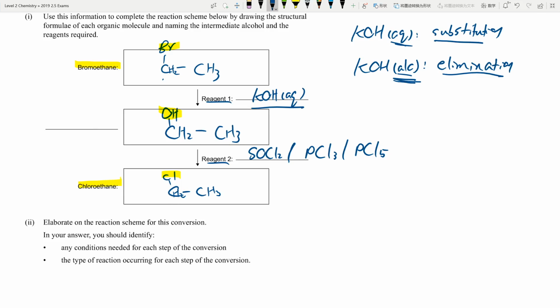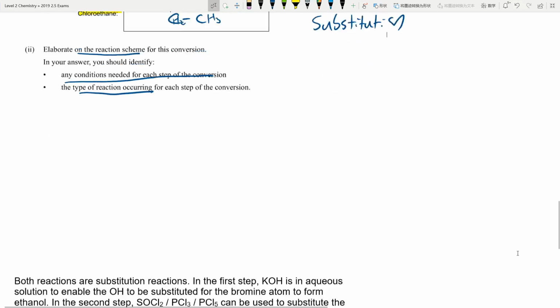Okay, now let's elaborate on the reaction scheme. For the reaction, you should identify any conditions needed for each step of the conversion and the type of reaction occurring for each step of the conversion. So both reactions are substitution, that's for sure, because the first one, you replace a Br with the OH. The next one, you replace the OH with the Cl. So you just use different ingredients. This is a really easy excellence question if you ask me.